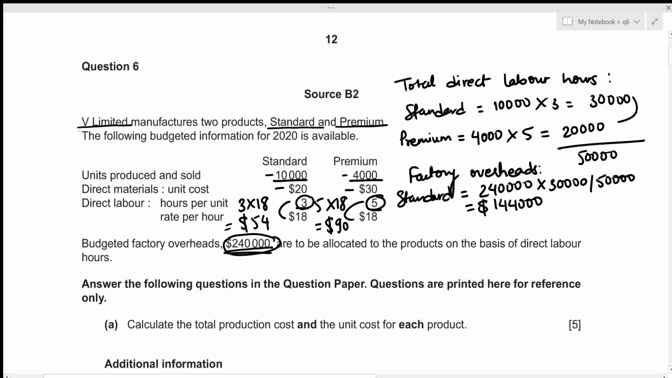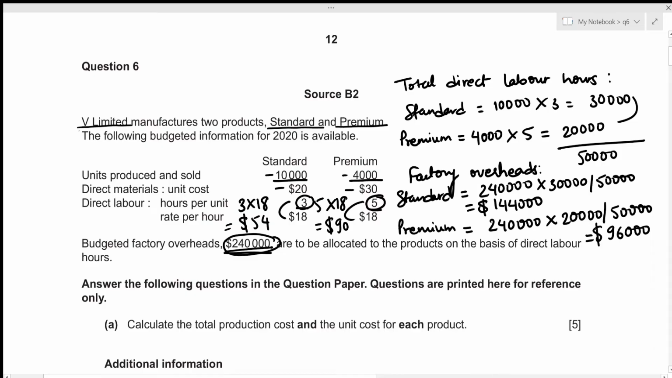Now we repeat the same process for premium. We start with our total factory overheads of 240,000, and we know that out of 50,000 direct labor hours, 20,000 belong to premium. So the factory overheads for premium is 240,000 times 20,000 divided by 50,000, which results in 96,000.